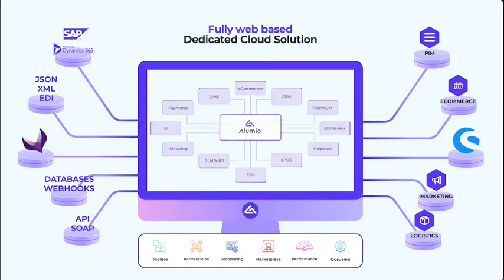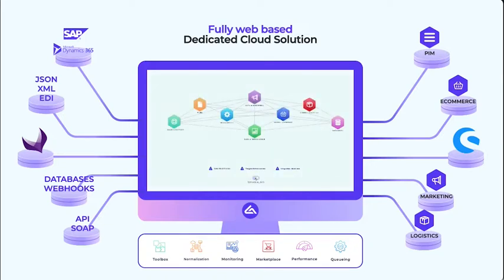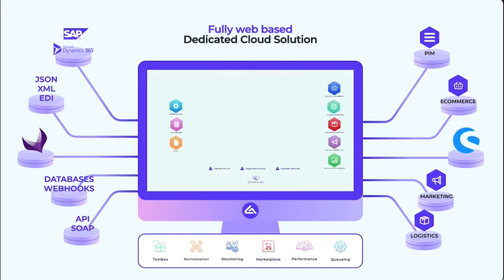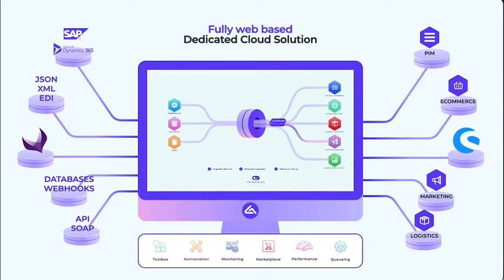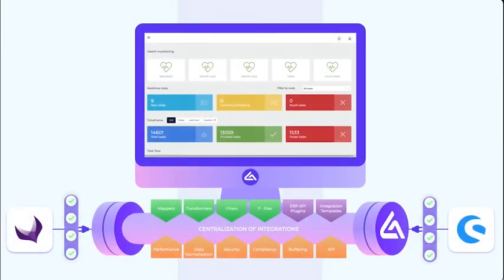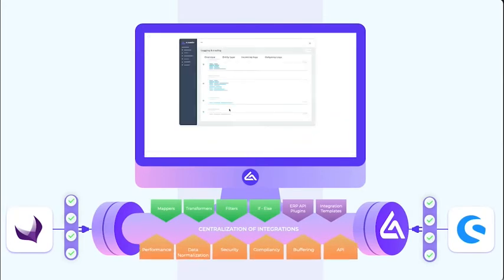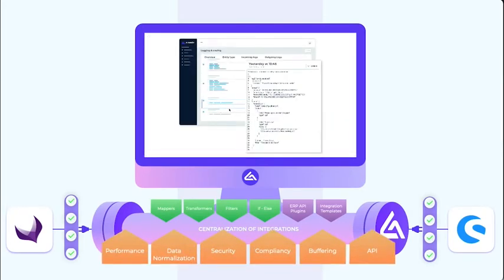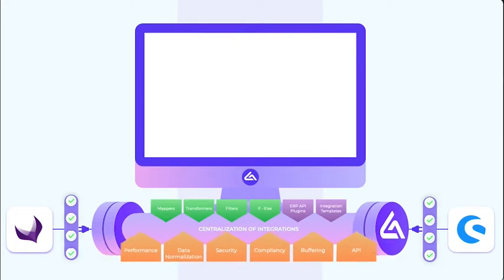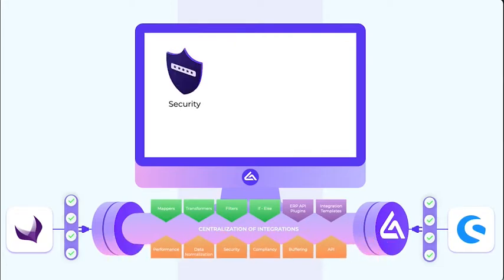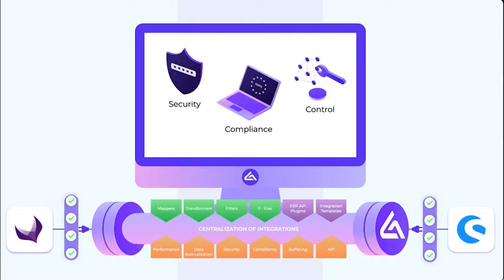To help companies avoid getting bogged down with tangled IT landscapes, Alumio's no-code integration platform organizes all your integrations in one central hub. Alumio also offers detailed monitoring and logging features that allow you to detect and resolve integration errors, and it ensures your integrations are secure, compliant, and that you are in full control of your data.